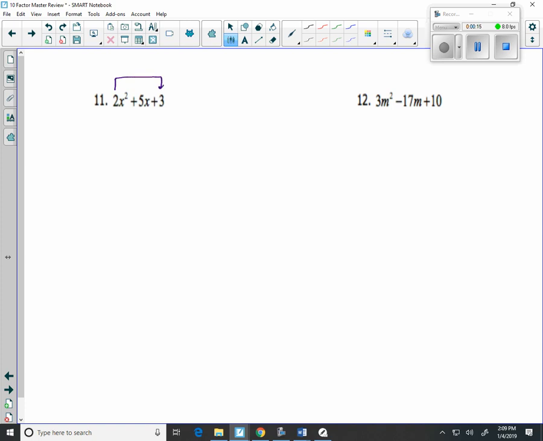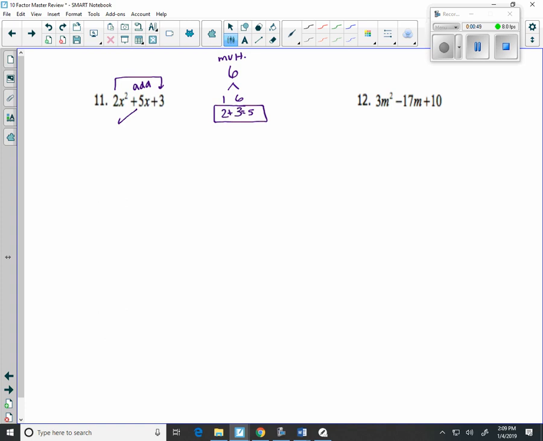A times C here, 2 times 3 is 6. Everything is positive, so I need two numbers that multiply to 6 and add to 5. So my 6 factor tree is tricky, but it's short. 1 times 6 and 2 times 3. There's my factor tree. And now I need to figure out which one of those combinations adds to 5. Now we could subtract to 5 with 1 and 6, but since everything is positive, we're going to use 2 plus 3 to give us that 5.